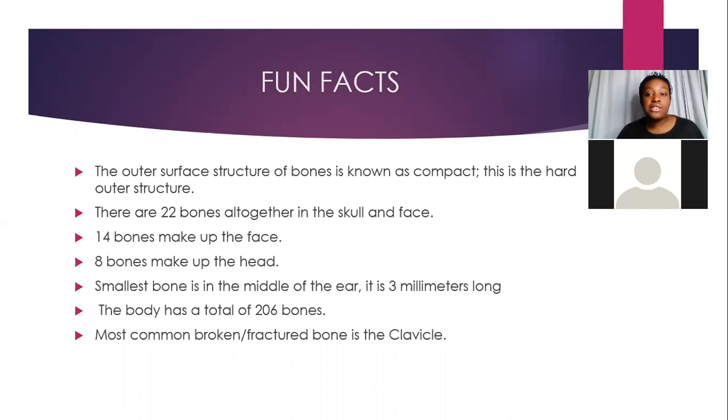You've got 14 bones that make up the face. You've got 8 bones that make up the head. The smallest bone in our whole body is actually in the inner of our ear, and it's about 3 millimeters long. So really, really tiny. The body in itself has a total of 206 bones, and the most common broken or fractured bone is actually your clavicle bone, and this is mainly from falls and trips.